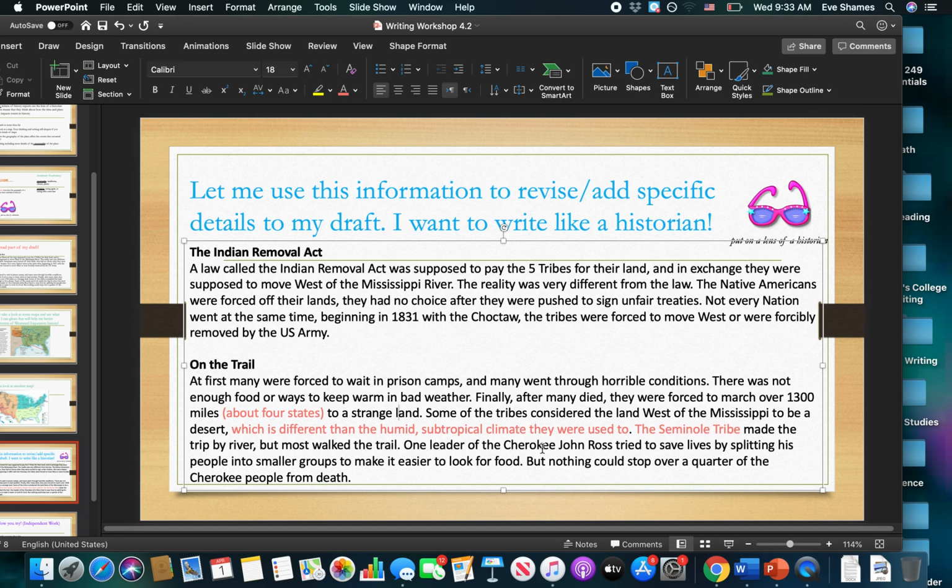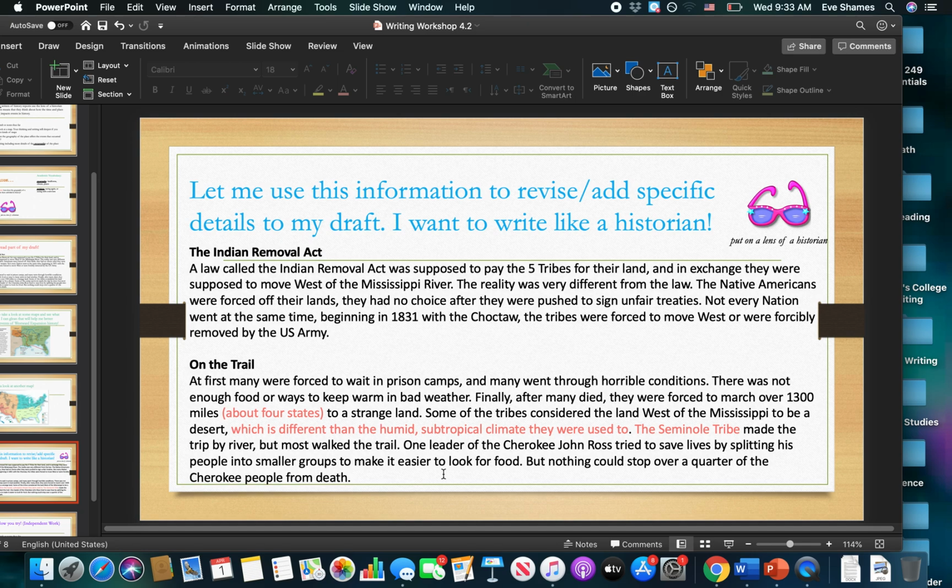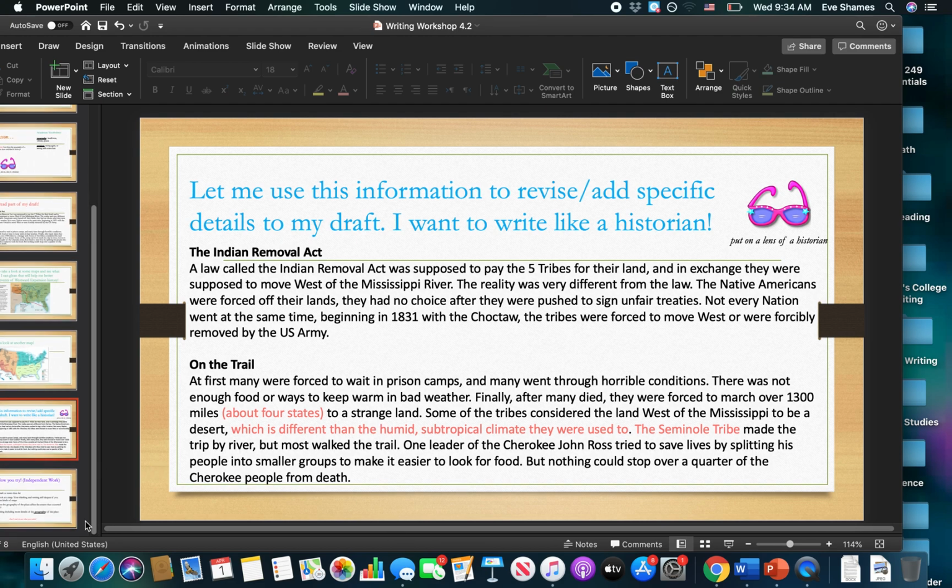One leader, the Cherokee, John Ross, tried to save lives by splitting his people into smaller groups to make it easier to look for food. But nothing could stop over a quarter of the Cherokee people from death. So that's how I revised my draft to include more geographical details that I had gained from looking closely at maps.